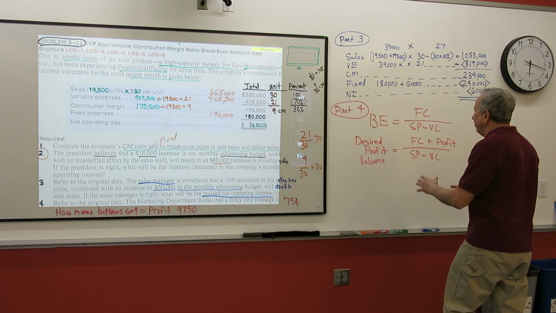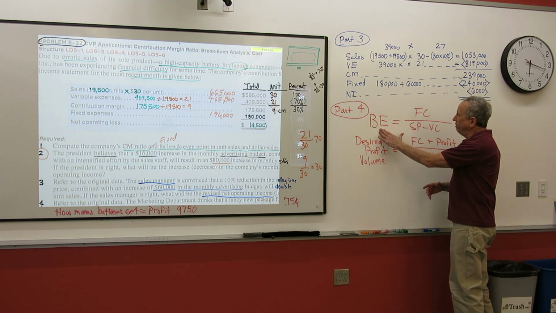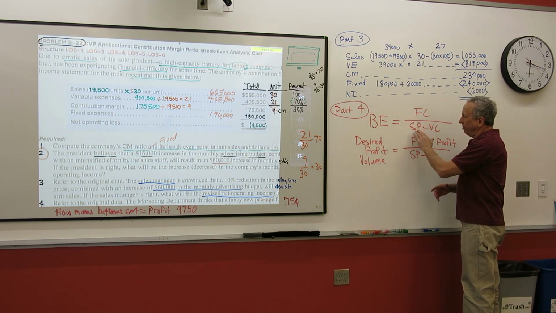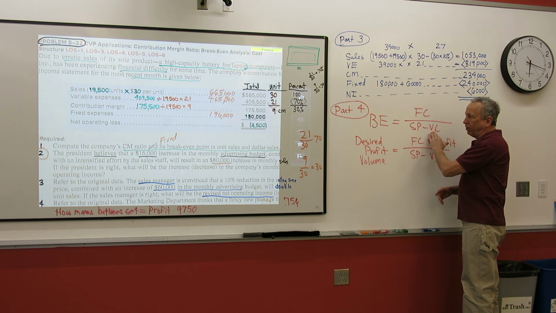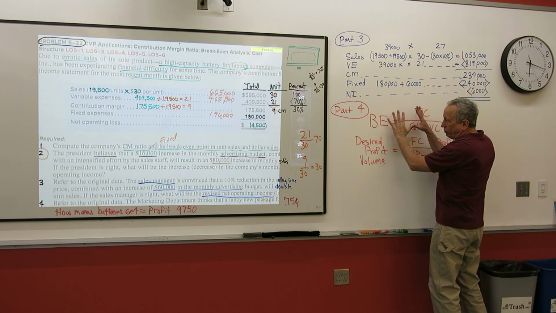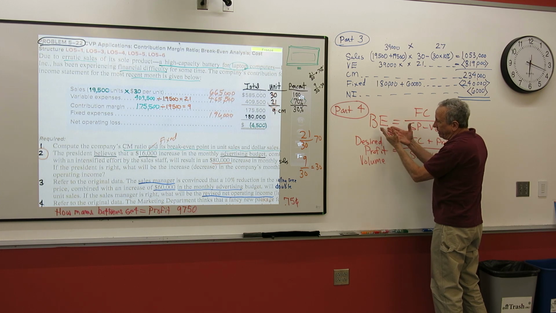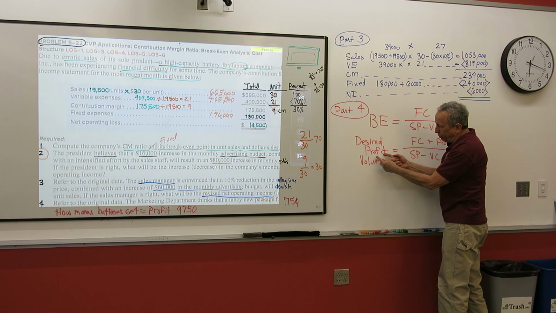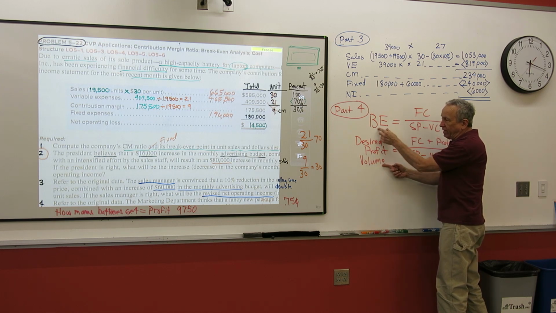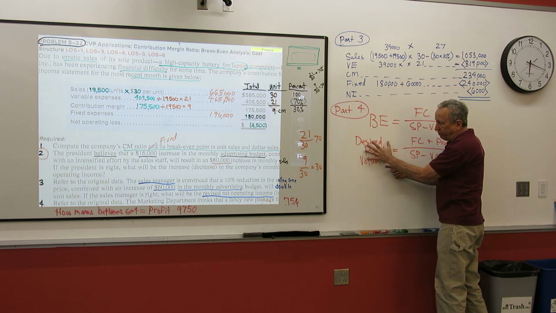Well, you can use the exact same formula. You can use the break-even formula. Remember, break-even is fixed cost divided by selling price minus variable cost. But it's the exact same formula with just a slight departure. Instead of break-even, we're not solving for break-even. We're solving for desired profit volume. This is break-even volume. Now we want a desired volume, but it's a volume to make a profit.